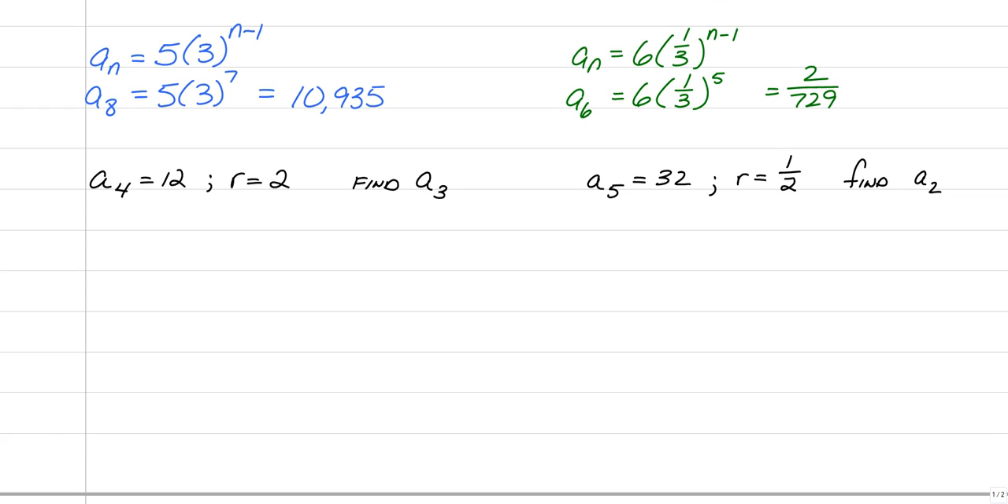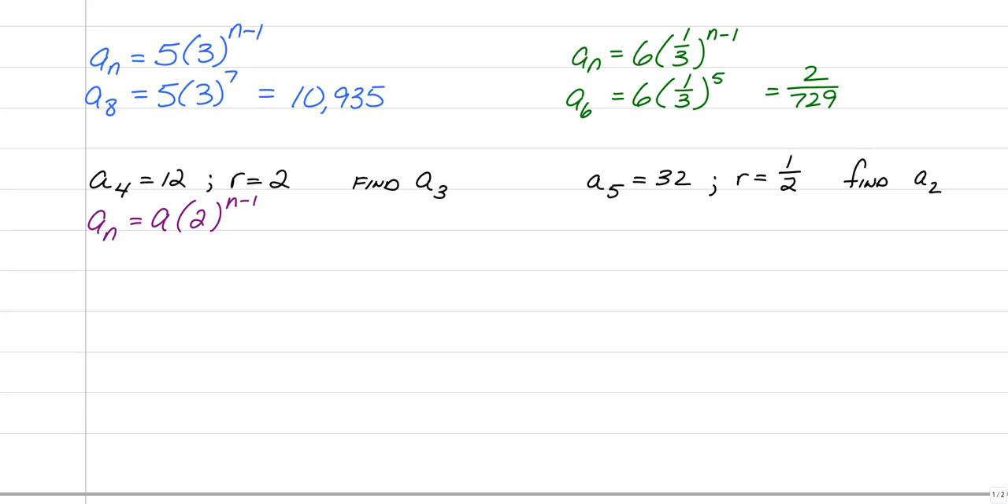The next couple examples. We now have our fourth term is equal to 12. Our ratio is 2. We want to find a sub 3. Now this one is a little bit different because we're not given our first term. So what we need to do is go find the first term first. So we have a sub n is equal to our formula, our first term times the ratio, our ratio is 2, raised to the n minus 1 power.